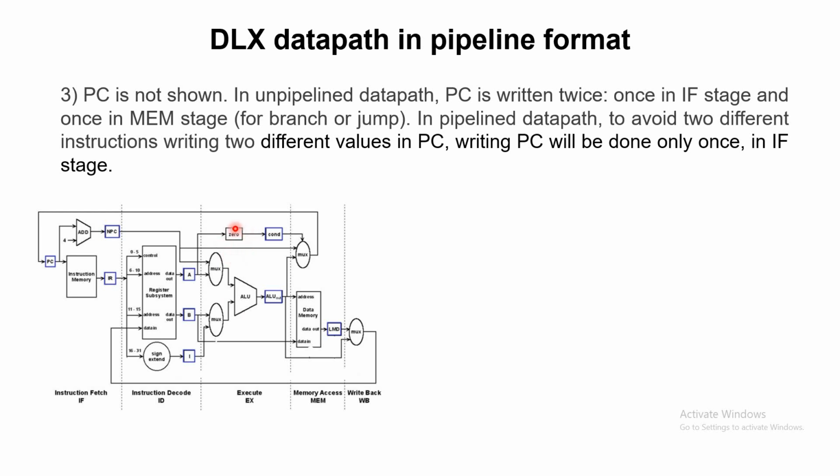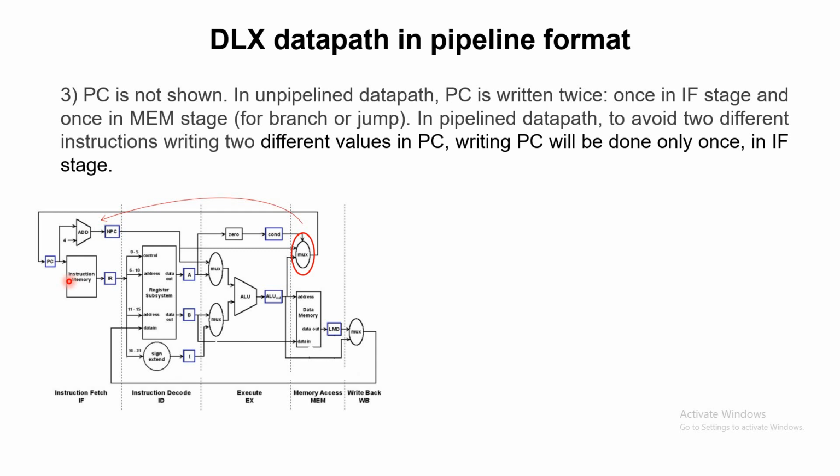If a branch instruction is required, naturally the new address will have to be generated by this particular portion, and then it will be sent to the PC. Whatever the previous contents of the PC were will be flushed out, the new contents of the PC will be loaded, and accordingly the instruction will be fetched from the instruction memory. But the same approach cannot be used in the case of pipelining.